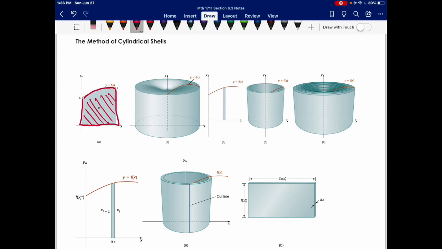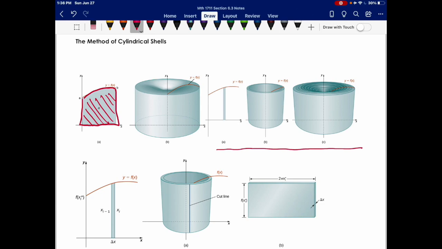And this is different from what we've done before because previously we've taken those regions and if we've defined them in terms of x, then we revolve them around the x-axis. So with cylindrical shells, we're defining everything in terms of x, but we're rotating around the y-axis.